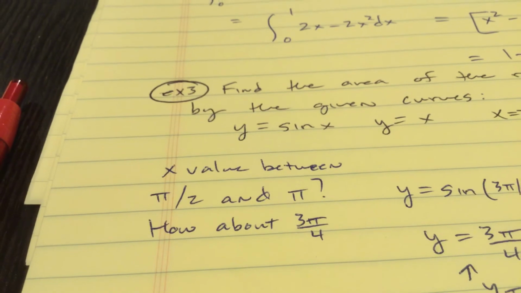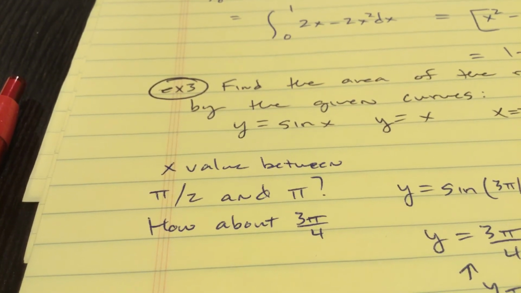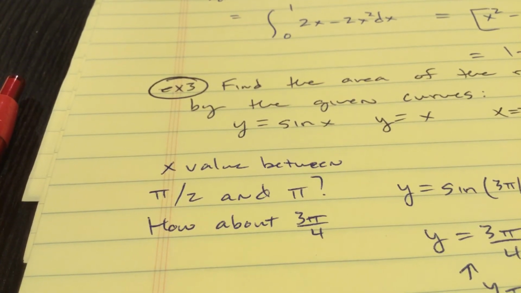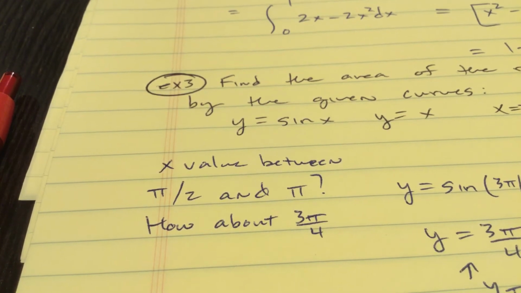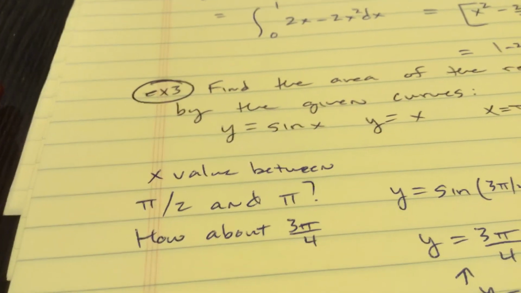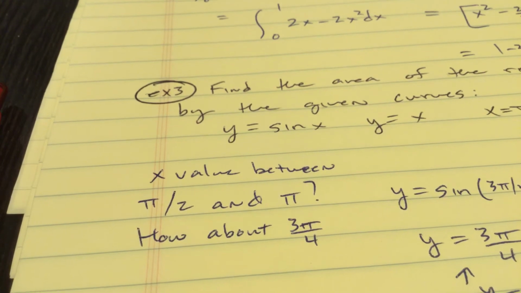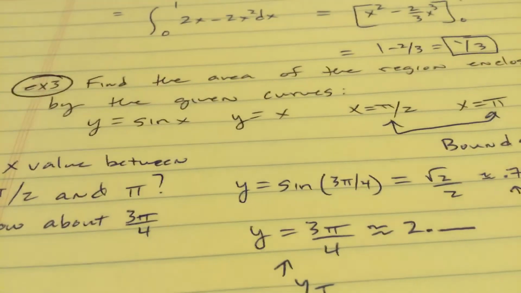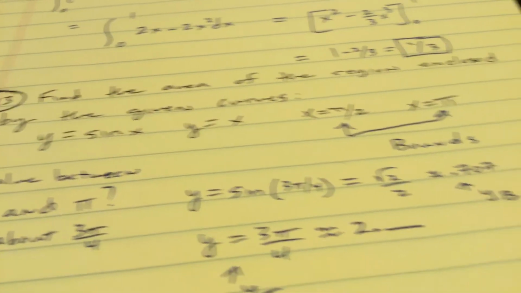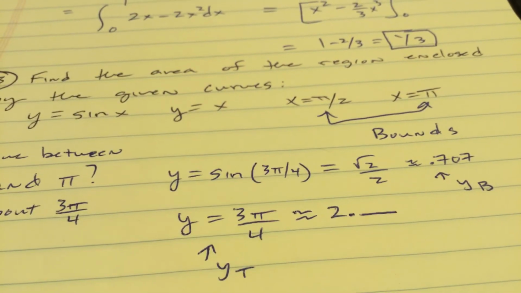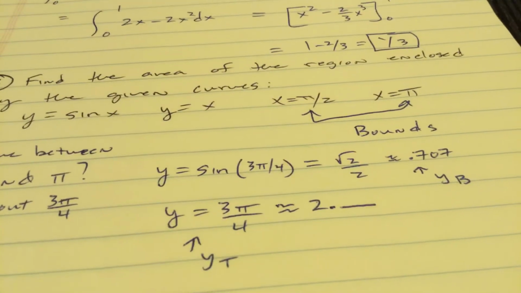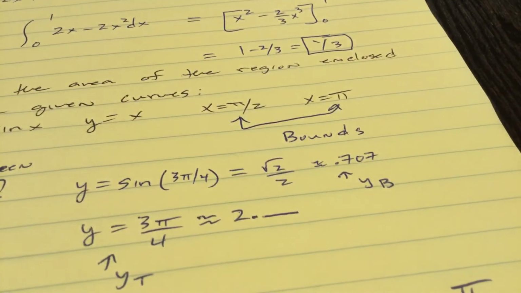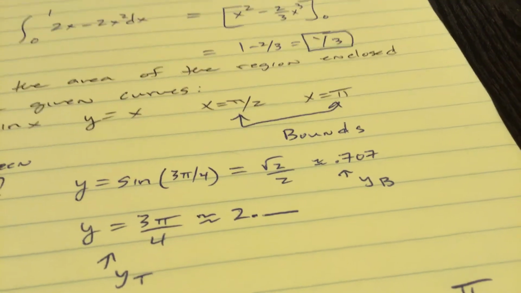So how do I figure out what is y top and y bottom? Find an x value between pi over 2 and pi. A good one would be 3 pi fourths, 2 pi thirds you could have used. Doesn't matter. 5 pi 6, whatever you want. Make sure it is a nice unit circle value. All right, so I plug 3 pi fourths in for x in both of my functions. Sine of 3 pi fourths is root 2 over 2, which is 0.707 roughly, right?